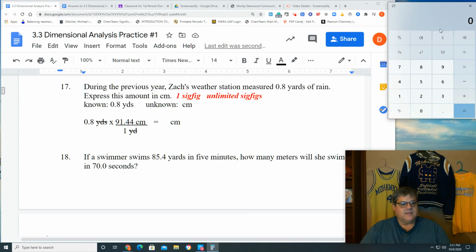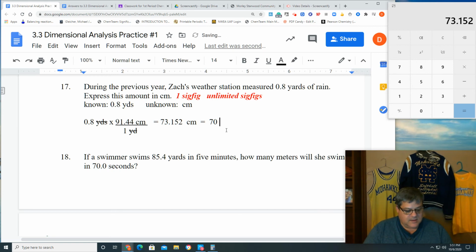So let's go ahead and do the math. We have 0.8, and we're going to multiply that by 91.44, and that's going to equal 73. So if we look at that, I don't really think that it should be unlimited, maybe. If we went with 1 significant figure, we would round that to just 70. 70 centimeters, or we could just leave it at that 73.